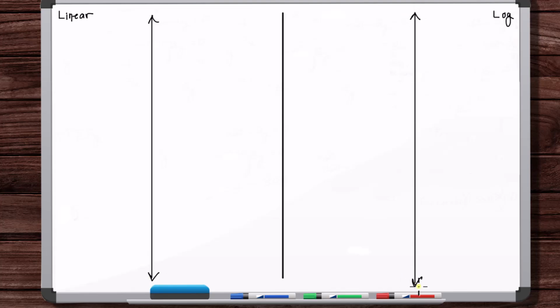Okay, well, let's draw two axes. On the left, we'll do a linear axis, and on the right, we'll do a logarithmic. So linear and logarithmic. Each of these is going to have a 0 point. And so this is 0 on the linear scale, and I'm not going to put anything on the log scale at the moment, at the 0 point.